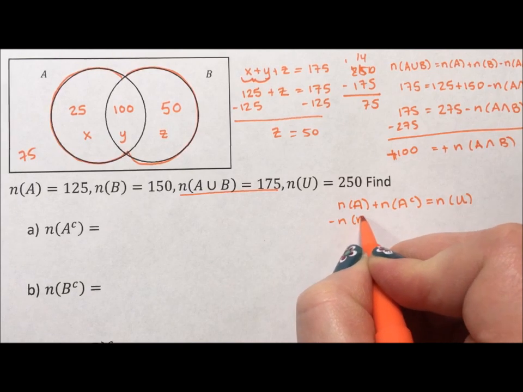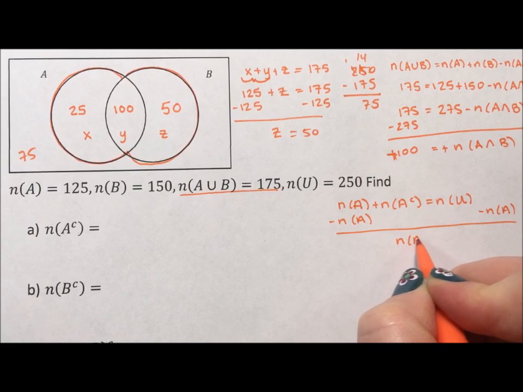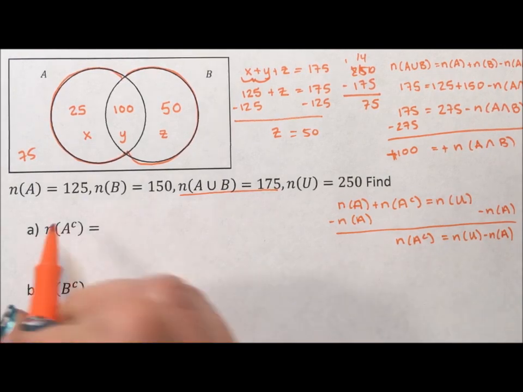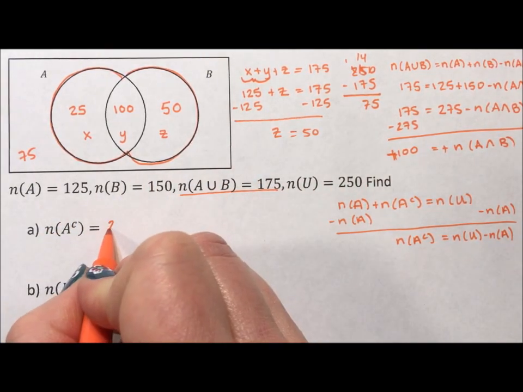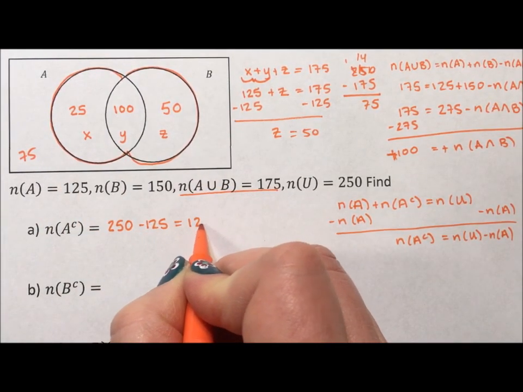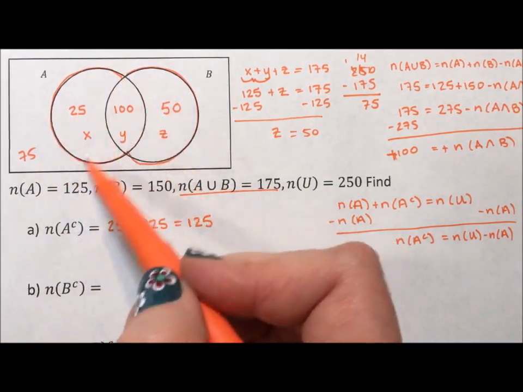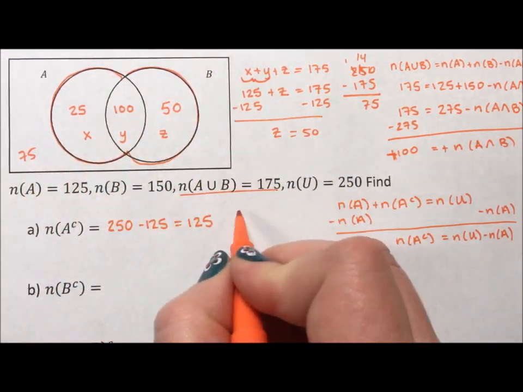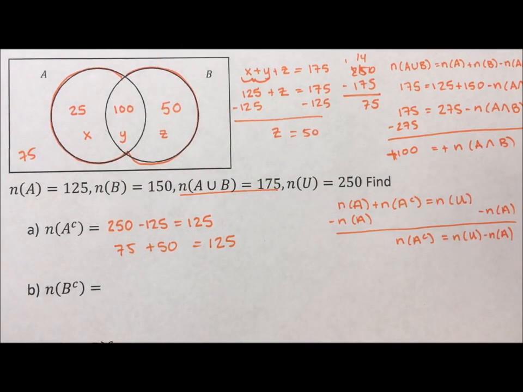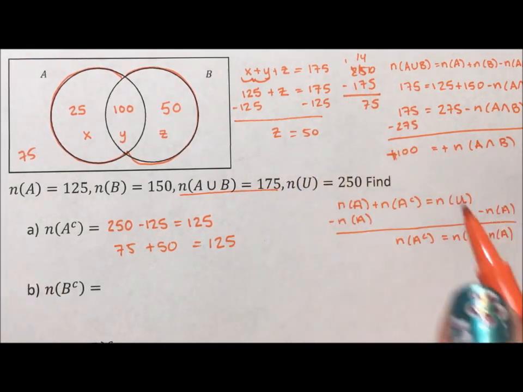Well, if I subtract the number of elements of A over, I find out that the number of elements in the complement of A is the number of elements in the universe minus the number of elements in A. Well, the universe is 250. A is 125. So that means that the complement has 125 elements. I could have done it visually. If this is A, then the complement is made up of the pieces outside, the 75 plus 50, which also would have added up to 125. So I could have done this a couple of ways. There's another way. I said a few before. There's another way, and you'll see that in a couple of minutes.